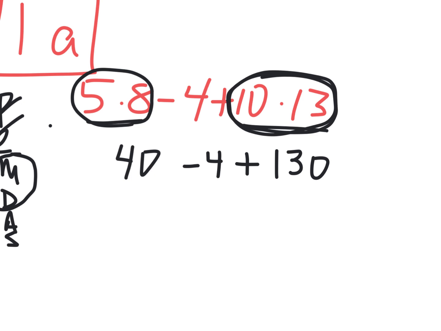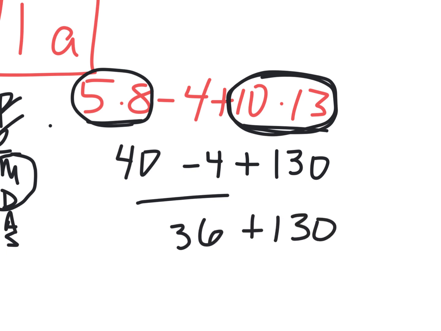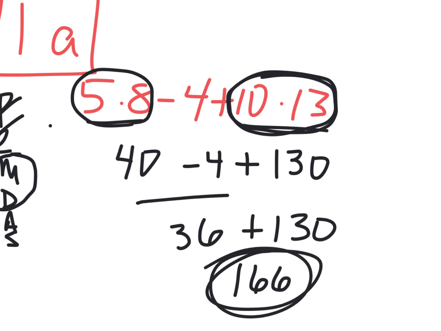Pluses and minuses? Yeah, so I can just go from left to right. So 40 minus 4. I could do that, especially if I have a calculator, but 36 plus 130. I think that's 166. Anybody have 166 before I said it? All right, cool. You're on track.